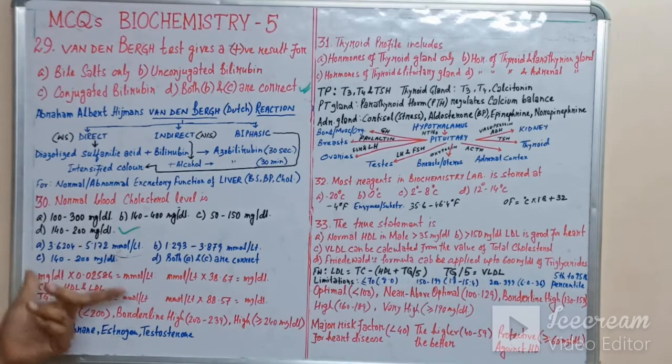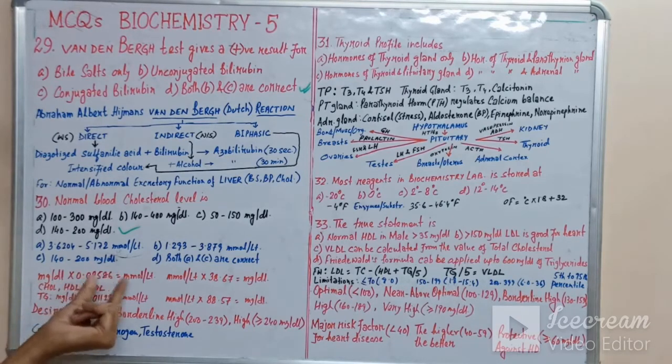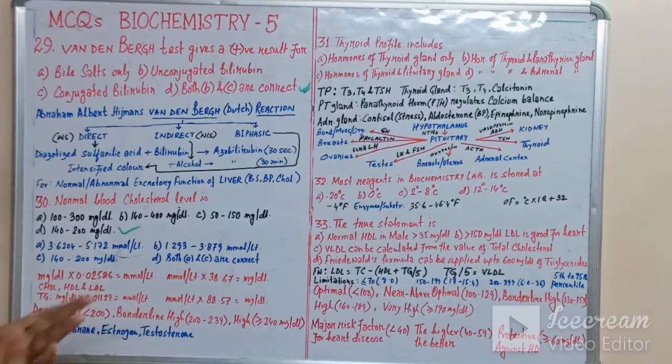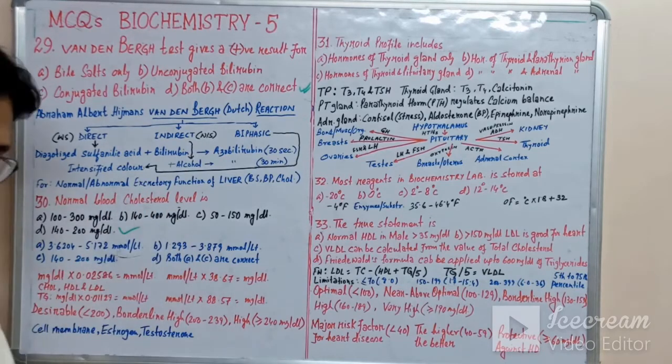And it is applicable for cholesterol, HDL cholesterol, that is high density lipoprotein, and LDL, that is low density lipoprotein. So this formula is applicable in all these three cases. And for your information, to convert the triglycerides units, you have to multiply it with 0.01129 to convert it into millimole per liter.